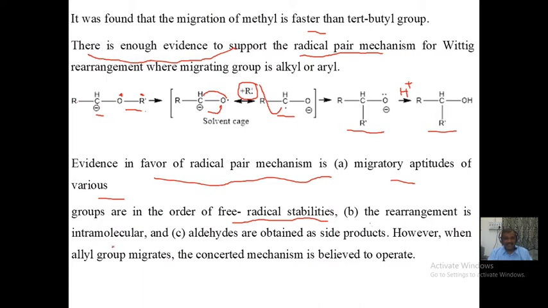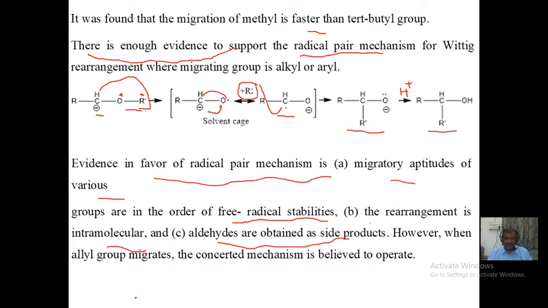Second, the rearrangement is intramolecular, friend. See here, and there is one very important evidence that will be the last slide. This R, that is the organic group, was already there, friend, and it has migrated to this carbon, but nobody is coming out from the other substrate, right. So it is an intramolecular type. The third one is that aldehydes are obtained as a side product, right. All these are in favor of the radical pair mechanism.